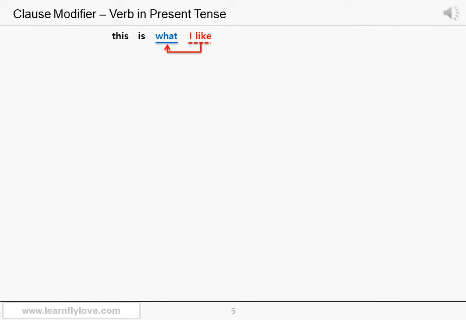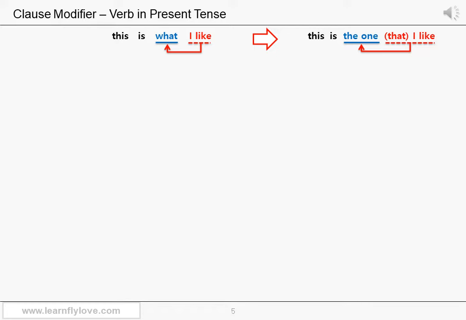Let's see what we saw in the previous page one more time. This is what I like. We told you that in a Korean sentence, what is modified by I like part and what is also used to refer to an object or a thing without using its name. So since Korean language doesn't have any grammatical elements like what in this kind of sentence, we told you that it is much better for you to think about the sentence like this is the one that I like when you make a Korean sentence like this.